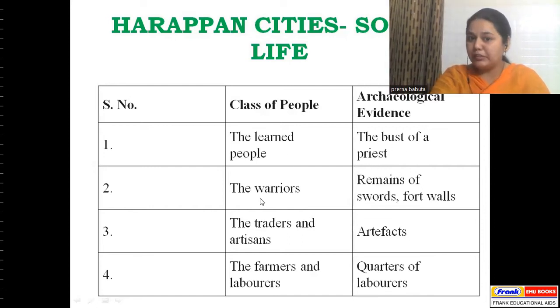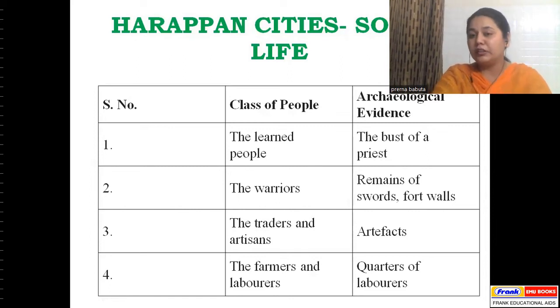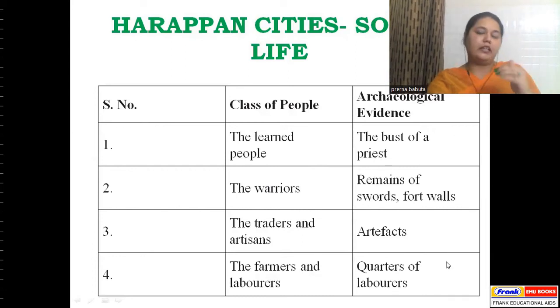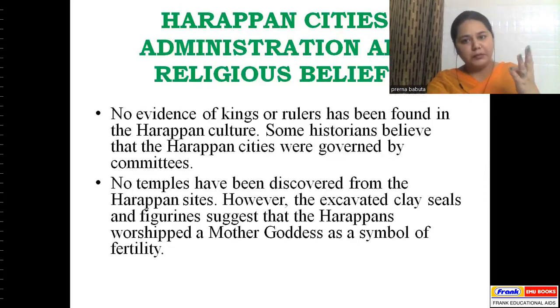The burst of priests. There were warriors because there were swords and weapons which we got during archaeological excavations. There were traders and artisans, artifacts were found, and farmers and laborers, the quarter of laborers. So these were the main classes: priest, warrior, tradesmen, and farmers.